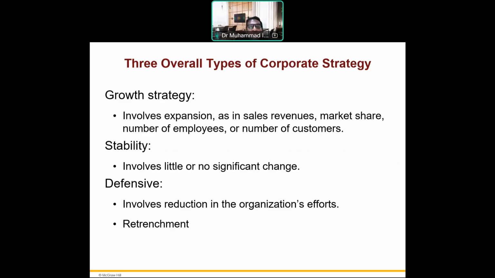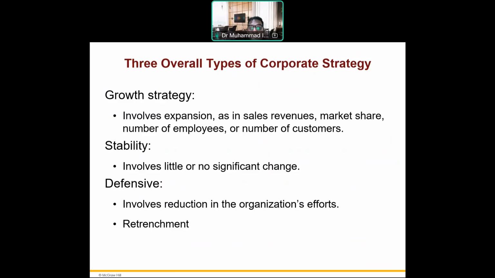But stability means no more growth, but whatever you have, you just maintain. Yeah, 50-50, you are maintaining, with little or no significant change. Whatever you are manufacturing, you just keep manufacturing that. You're maintaining, not recruiting new employees. You're just performing daily operations. Basically, this strategy is between growth strategy and defensive strategy. Okay, what is the defensive strategy?